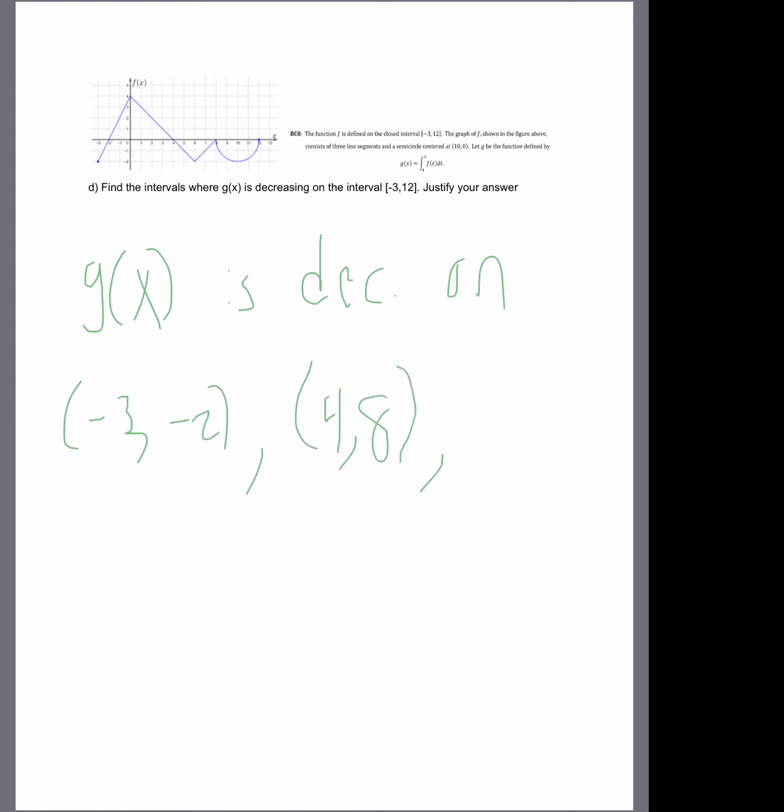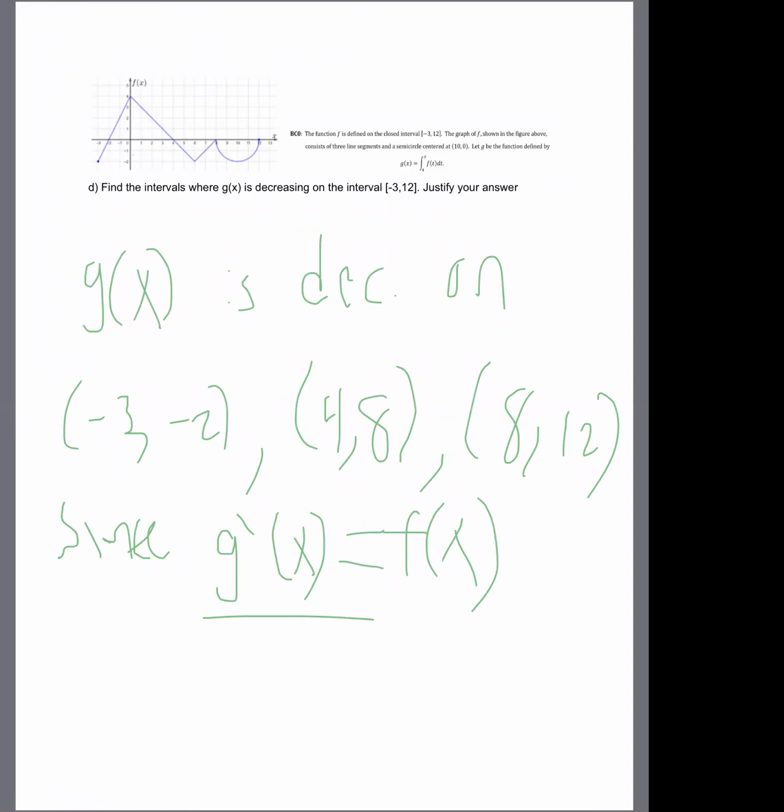You could just say g of x is decreasing on -3 to -2, 4 to 8, and 8 to 12, since, and this is also kind of important, since g prime of x, which is equal to f of x, to show that you're referencing this graph by writing it that way, is negative on these intervals, and that's all you would have to write.